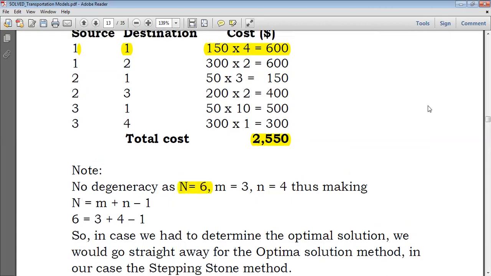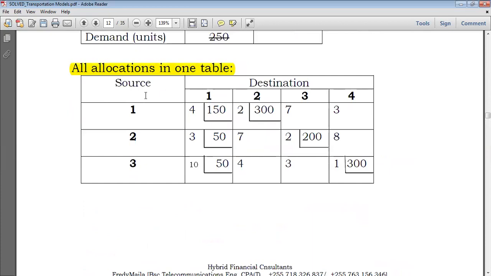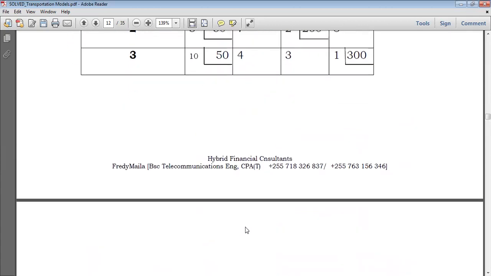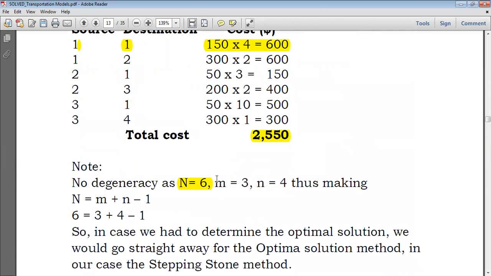And what about m and n? M and n are just numbers of rows and columns. We had 3 rows, that is 1, 2, and 3. And we had 4 columns, 1, 2, 3, and 4. So we can just count them here. Number of rows equals 3 and number of columns equals 4. Now you just have to go and check whether this is equal. If the number of allocations equals m plus n minus 1, that means there's no degenerates and everything is fine. So you can start determining the optimal solution. So here, the allocations equal 6, and m plus n minus 1 is 3 plus 4 minus 1, which equals 6. So right-hand side and left-hand side are equal.